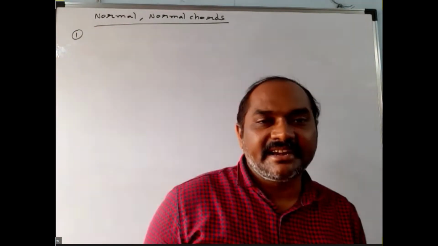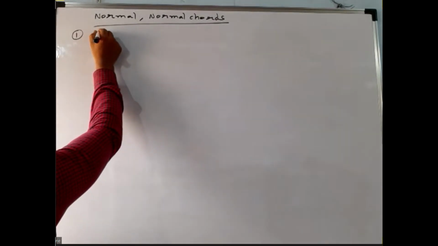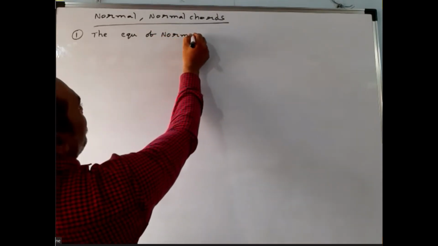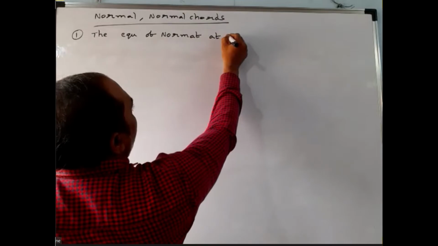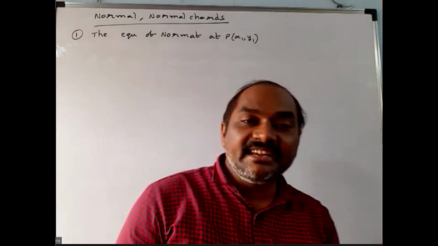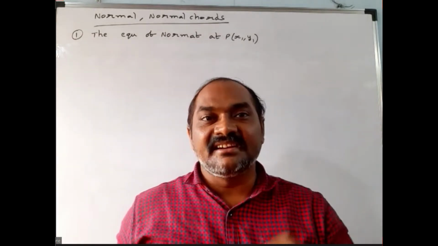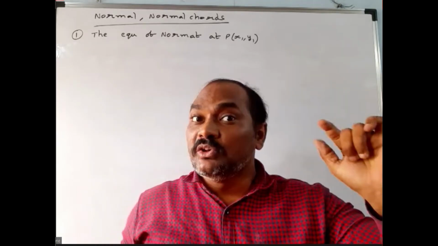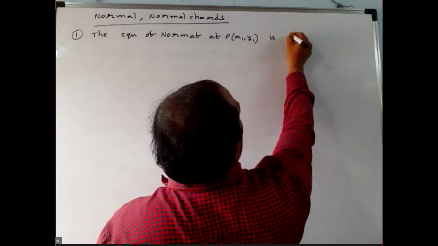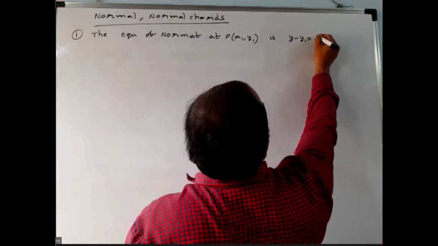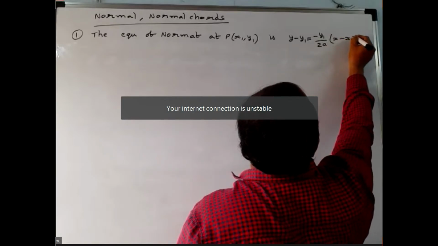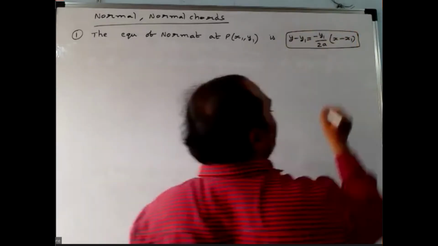Equation of normal. Write down. The equation of normal at the point (x1, y1) with slope m is y minus y1 is equal to m into (x minus x1). This is the normal equation.